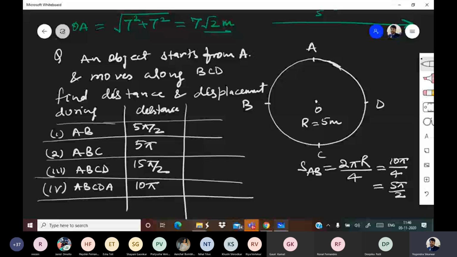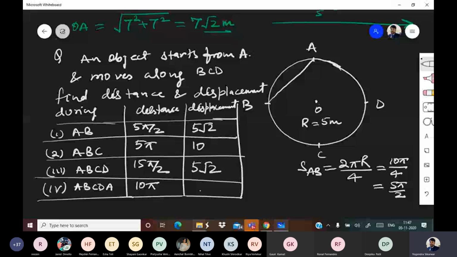Now displacement. So displacement AB will be R root 2. So that will be 5 root 2. AC will be 2R. That means 10. AD will be again 5 root 2. And ABCDA will be 0.